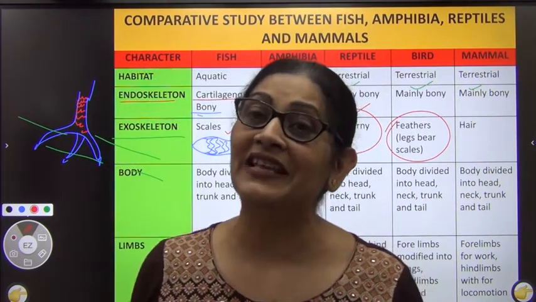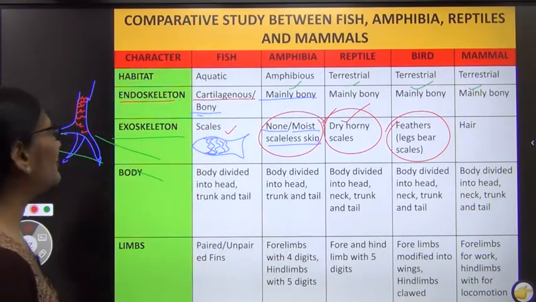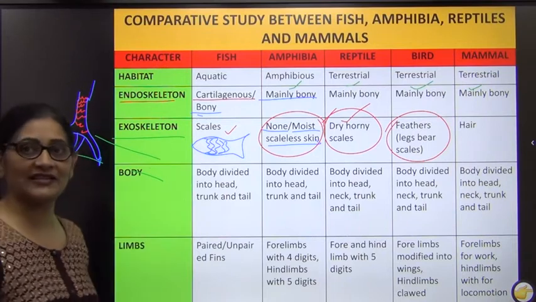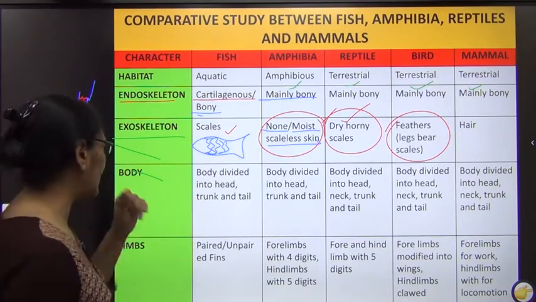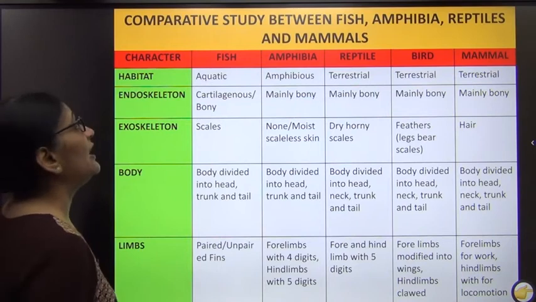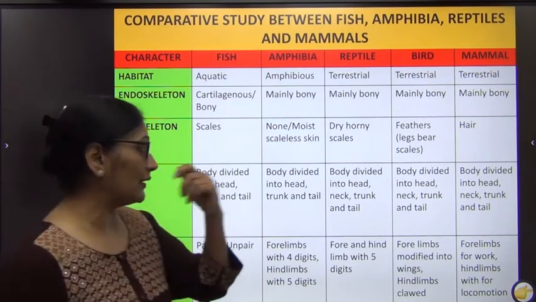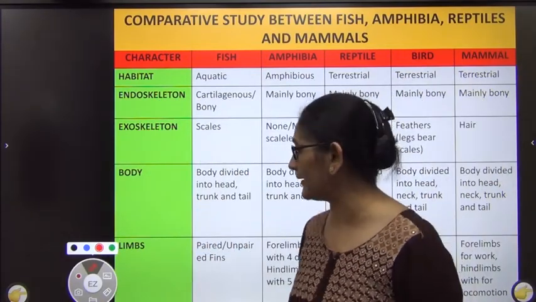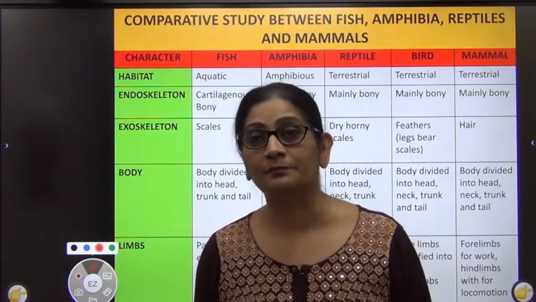In mammals, what is our exoskeleton? Our exoskeleton is hair. Hair is present on the outside of us. So I told you about the exoskeleton. I told you that all chordates have exoskeleton, but the name and the character also vary. Now let us come to the body type. This is interesting. In mammals, in gnathostomes, which we are studying now, not chordates but gnathostomes, the limbs, I told you, in all of them are paired limbs.